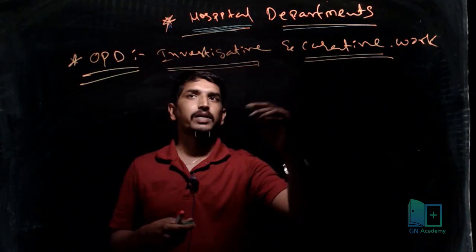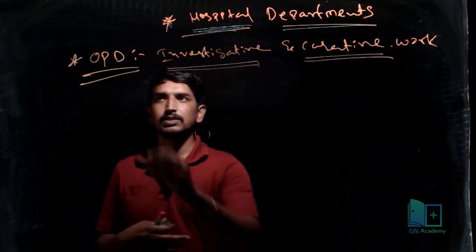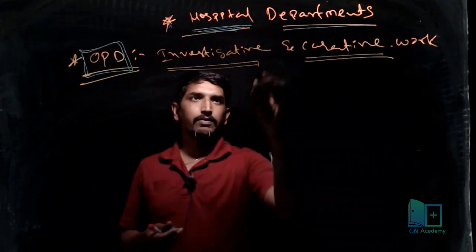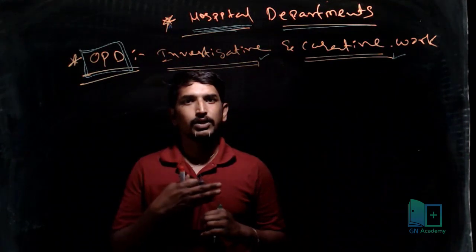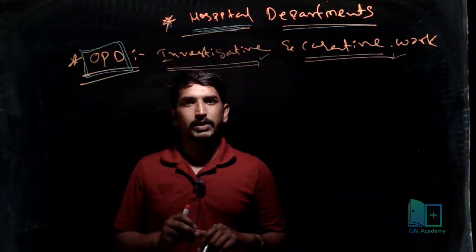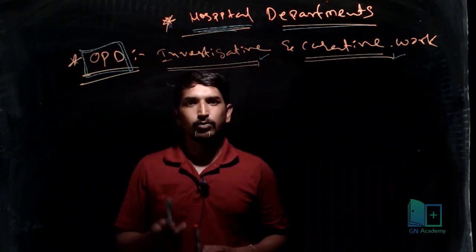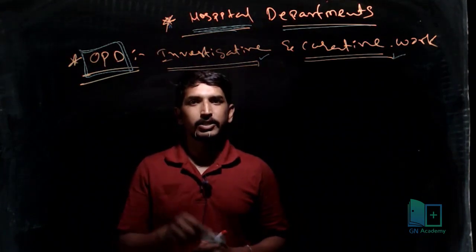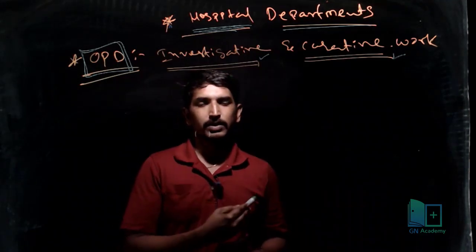Next, we should discuss the hospital departments. In the hospital, we can observe different types of departments. First, remember the outpatient department. In the outpatient department, investigative and curative work can be done. In the outpatient department, we observe services like consultation, health promotion, health prevention, rehabilitative services, and health education services. These are some special services in the outpatient department.